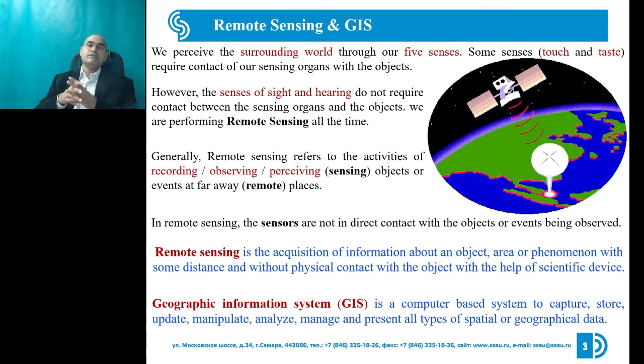So what is GIS then? When we have information from satellite data, field data, socioeconomic data, or from any government department, what do we do with that information? We capture this information, store it, then update it, manipulate it, analyze it, manage it, and present all types of information as spatial or geographical data. That is called GIS. When we have data, we make it into some module and provide answers to all types of queries related to that information. That is called GIS.